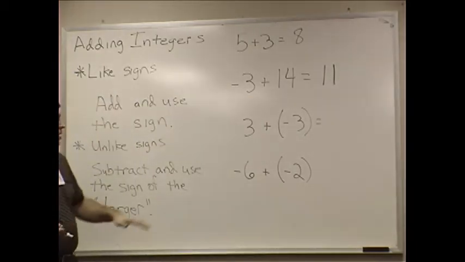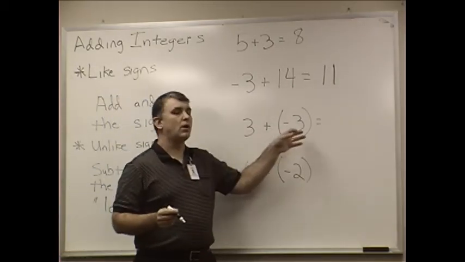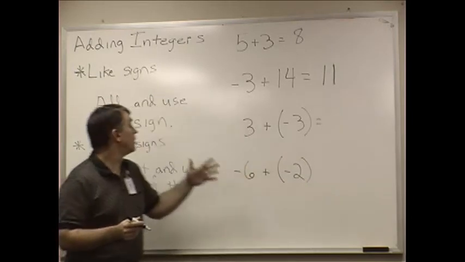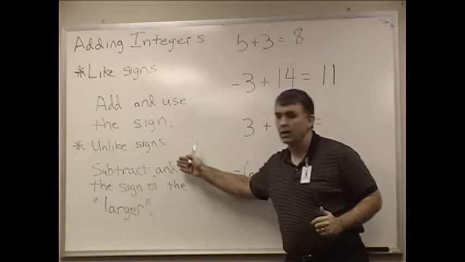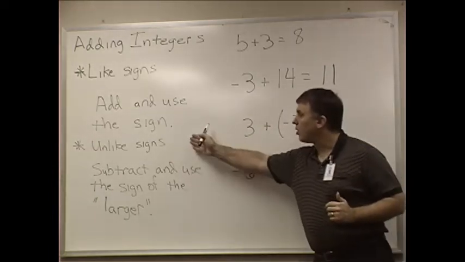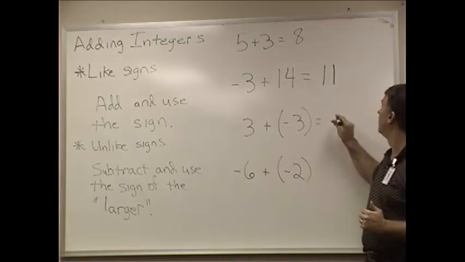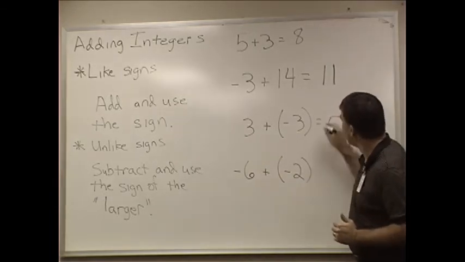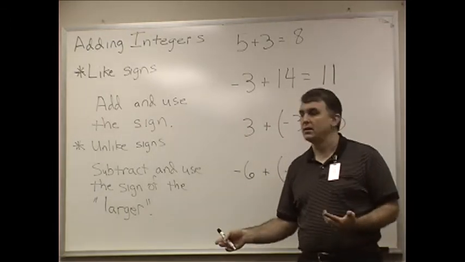Now look at the third one. 3 plus negative 3. These are what we call opposites of each other, but if we follow the rules, they have unlike signs. Since they're unlike, we're going to go ahead and subtract them. Well, 3 minus 3 is 0. Now I know it says use the sign of the larger. 0 doesn't get a sign.